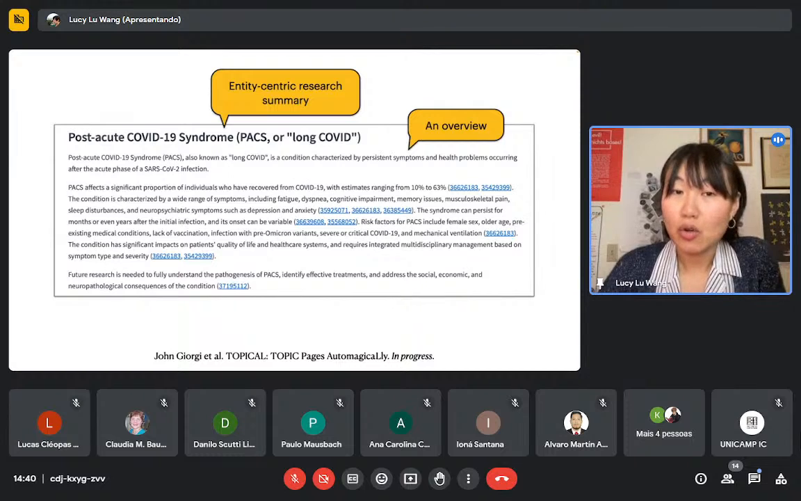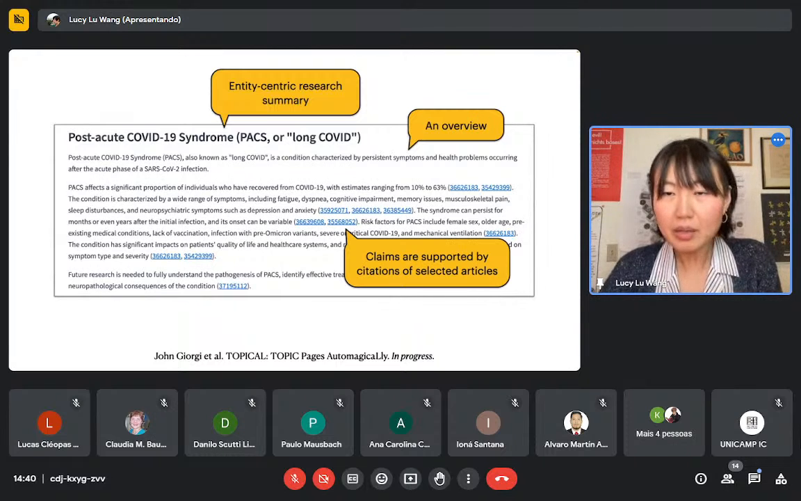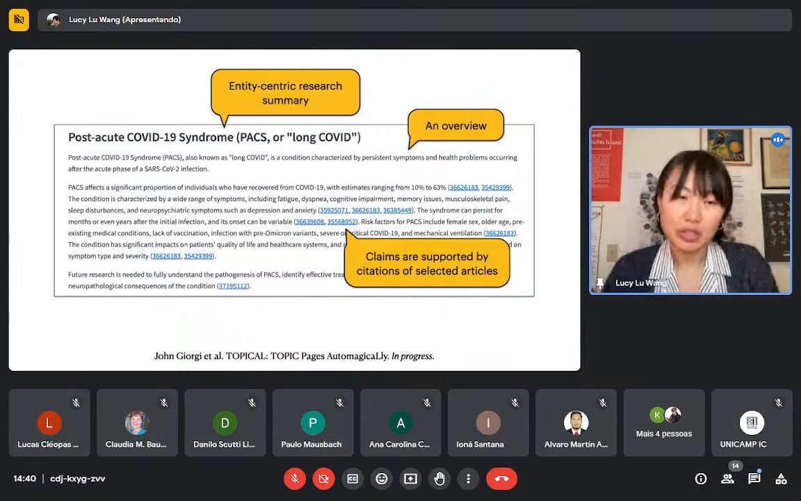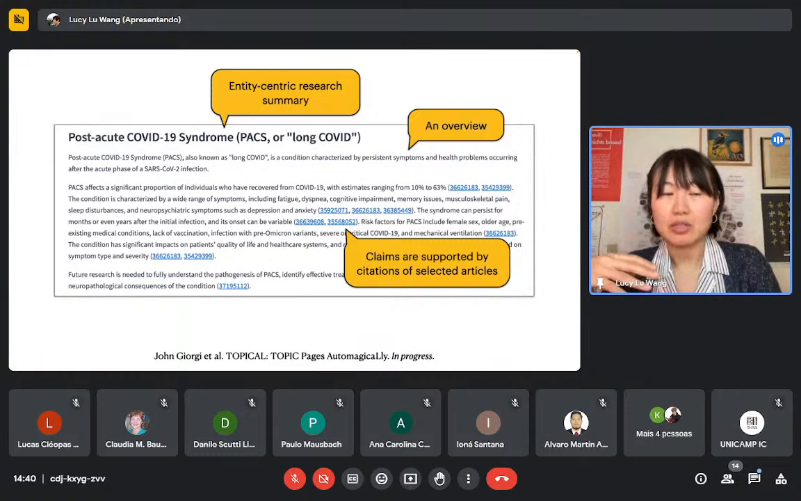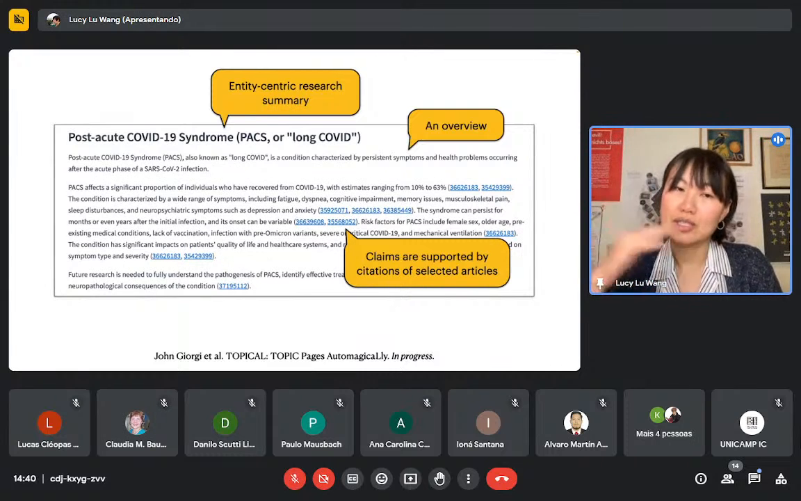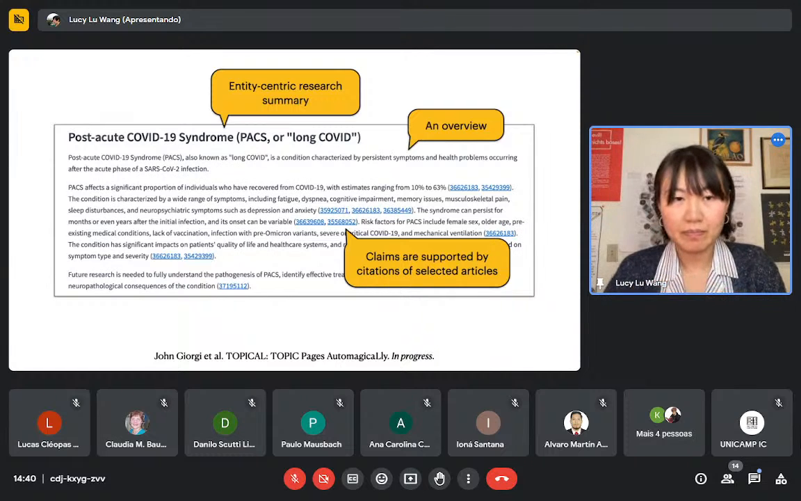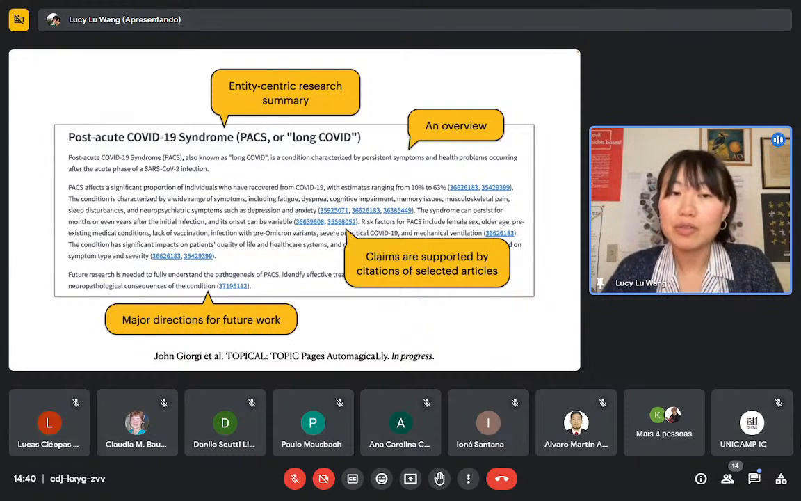We generate an overview statement that defines the entity and its importance to the scientific literature. The main body of this summary then consists of the major research themes that we identified from the retrieval and clustering results. And then all of the claims are supported by citations to the sampled input articles. And then we finish with an overview of major directions for future work.